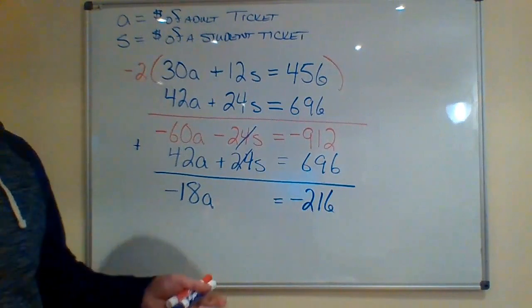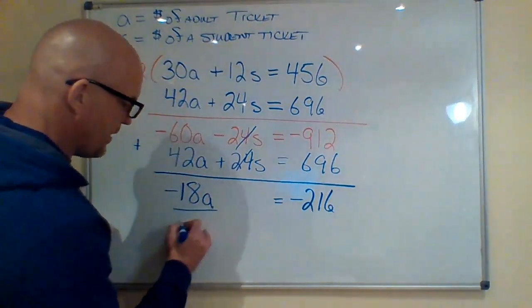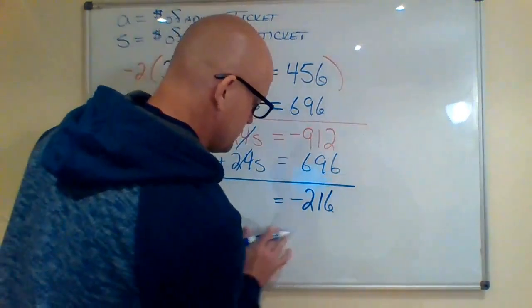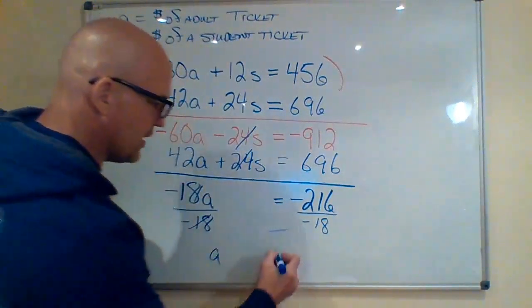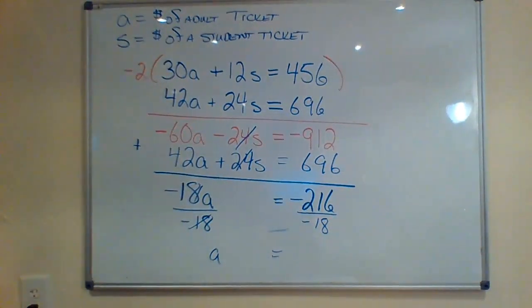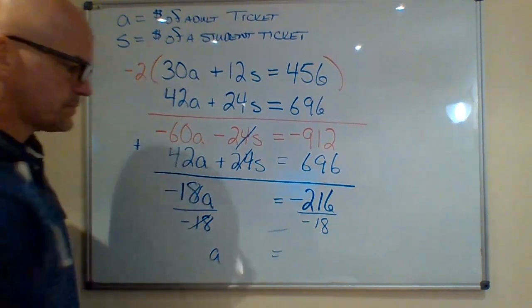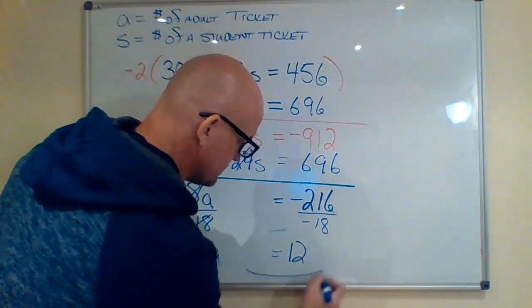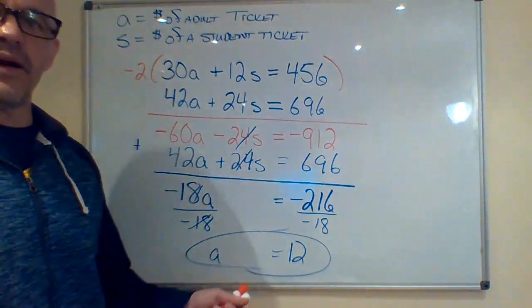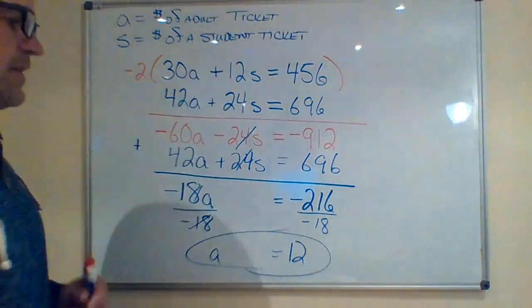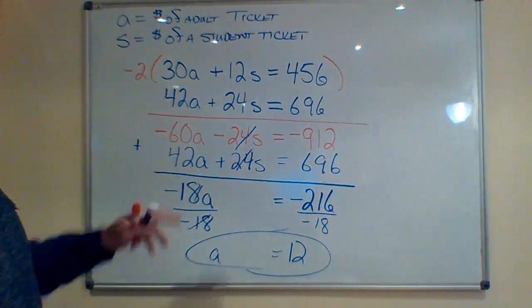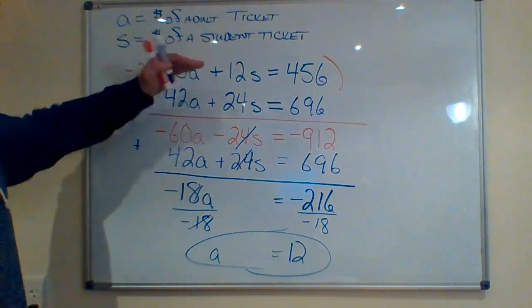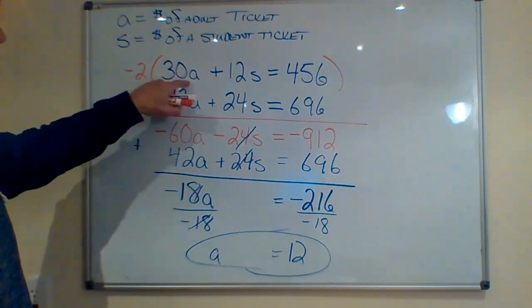At this point, it's a one-step equation to solve. Divide both sides by -18. I'm looking at A. This will cancel out. A equals -216 divided by -18, which is 12. So now that I have one variable, I can plug it back into one of the equations and solve for the other. So choose which one looks easiest, and make sure you go back to the originals. Don't forget that. So I'm going to go to this first one.